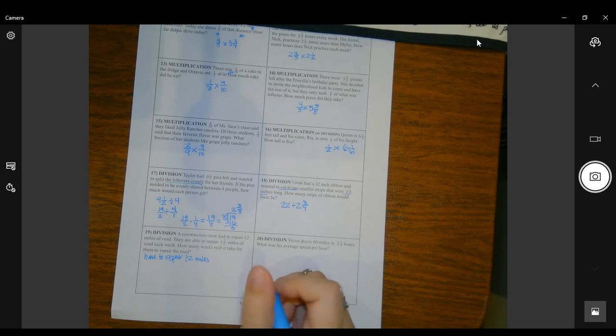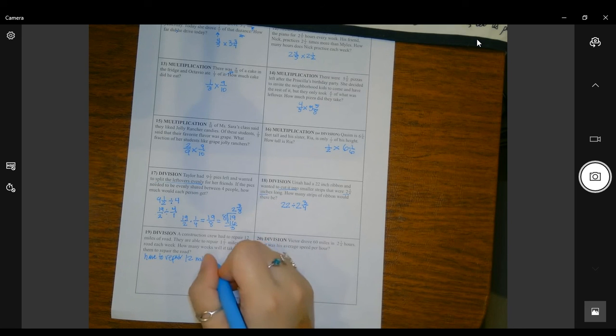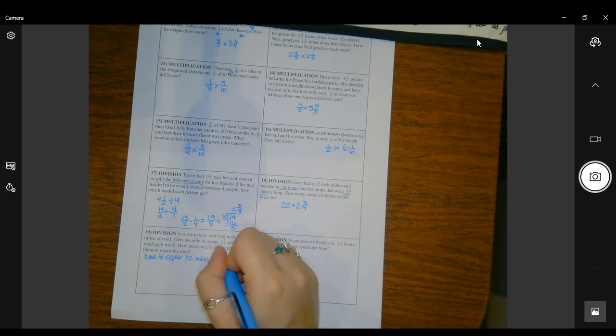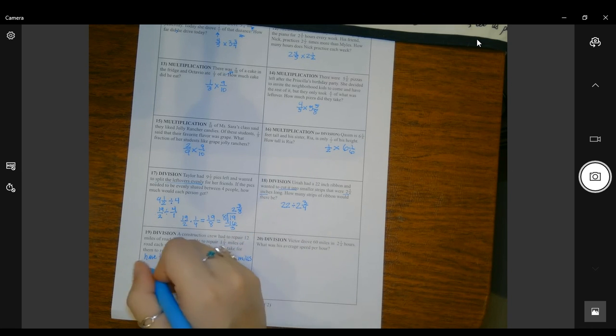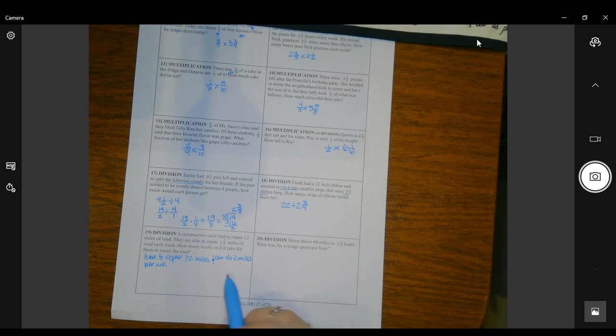Okay, and let's make that an easier number. Let's make it 2. Even though it doesn't round up to 2, 2 is an easier number that can multiply or divide or add or subtract with 12. So, okay, they can do 2 miles per week. So how many weeks is it going to take them to have those 12 miles done?